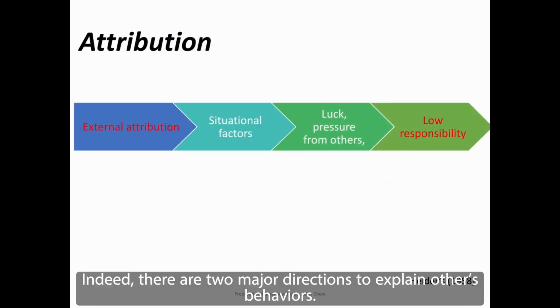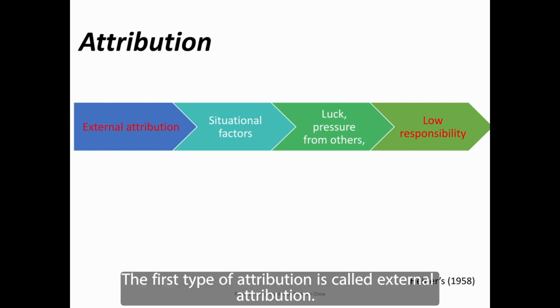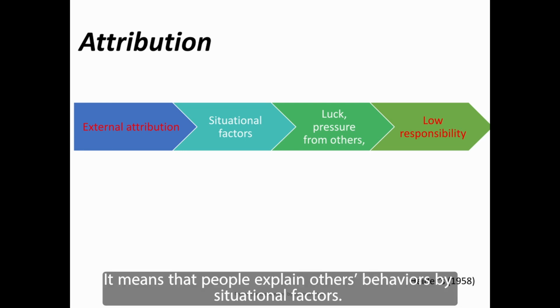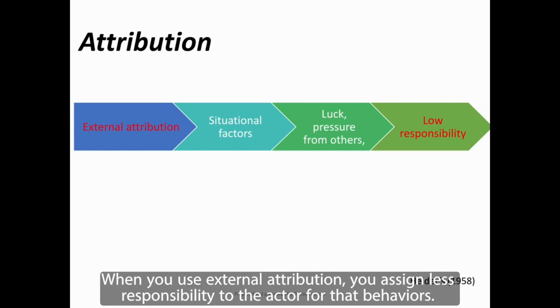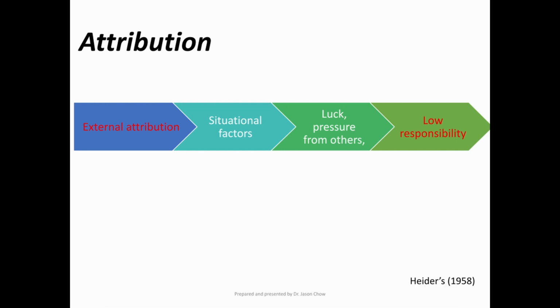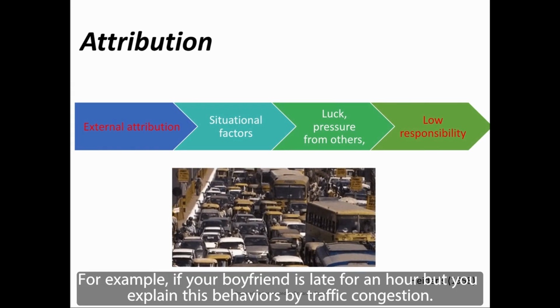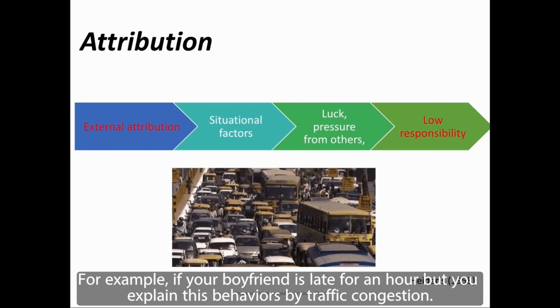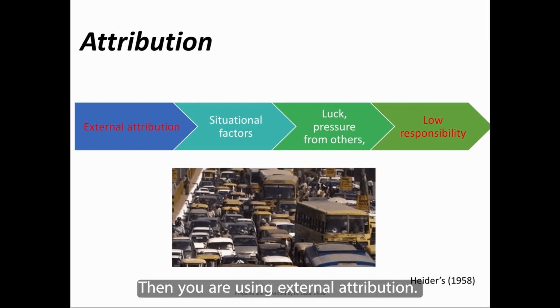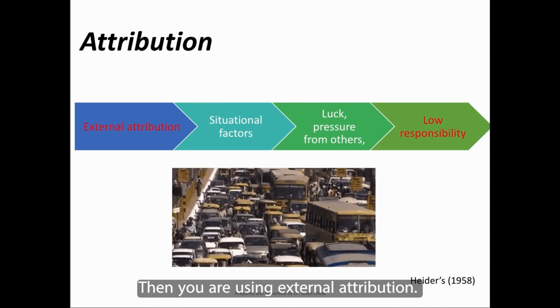Indeed, there are two major directions to explain others' behaviors. The first type of attribution is called external attribution. It means that people explain others' behaviors by situational factors. When you use external attribution, you assign less responsibility to the actor for that behaviors. For example, if your boyfriend is late for an hour but you explain his behaviors by traffic congestion, then you are using external attribution.